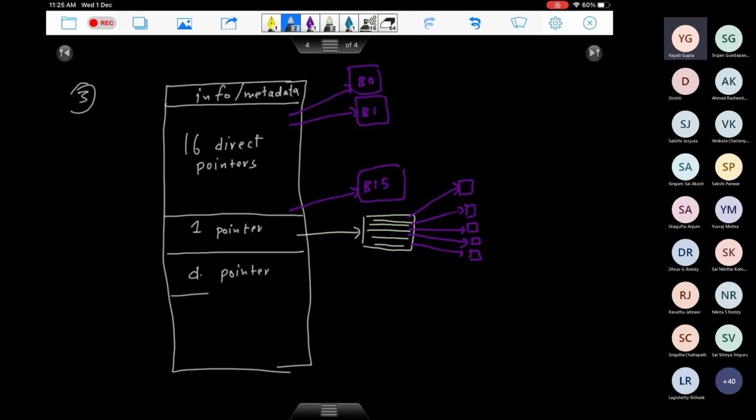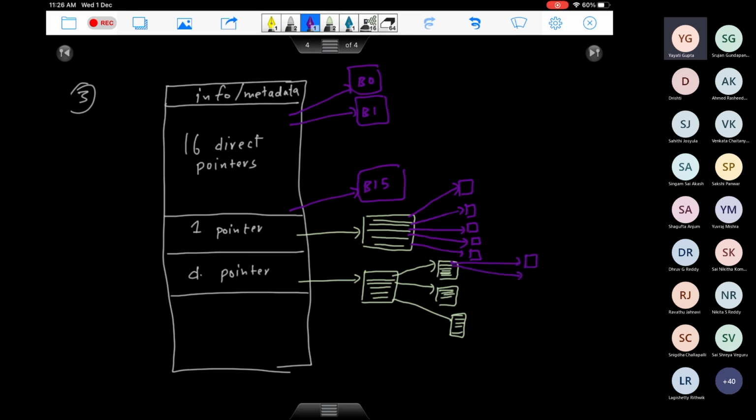Let me write it as double pointer. So what will double pointer give you? Again, one index block. And now each entry of this index block will not be pointing to a data block. It will be pointing to another index block. This is another index block, so on and so forth. This is another index block. And then each entry in this index block will be telling you where the data block is.